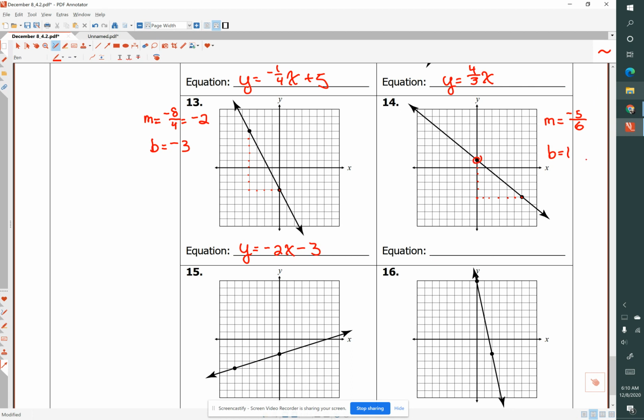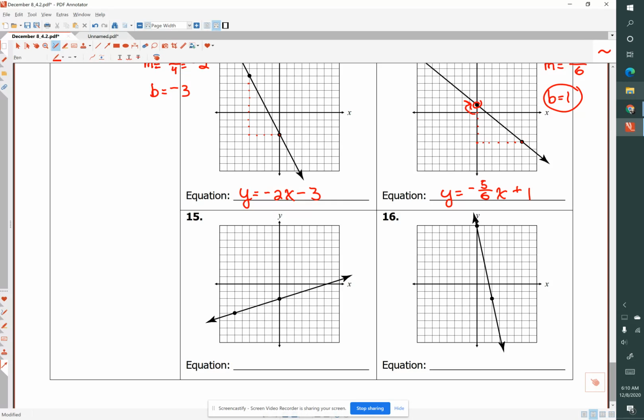Now, this cannot be an invisible 1. We have to show that this graph rises up above the origin. Also remember, this is a constant. This is not a coefficient in front of a variable. So that cannot be invisible. So we're going to have y equals negative 5 over 6x, and we have to show that plus 1 because we've risen up 1 unit from the origin. Were you able to catch that on your own? Good eye if you did.